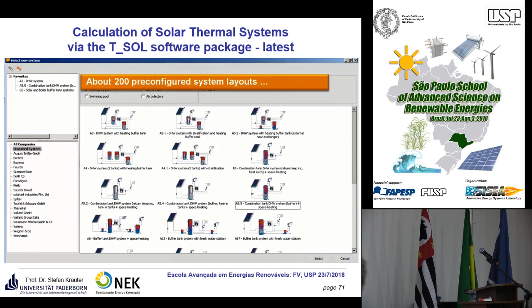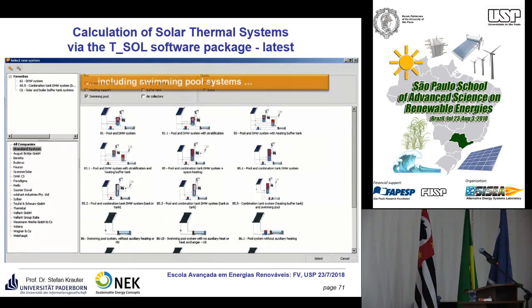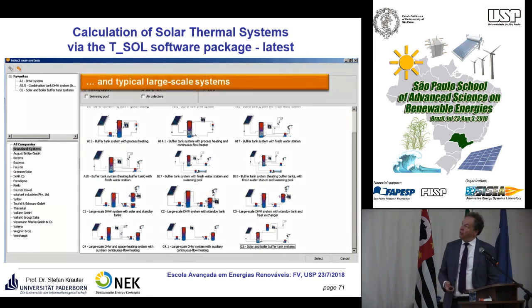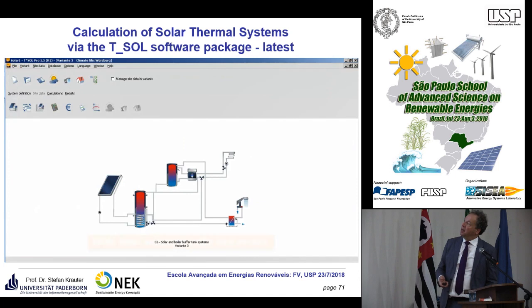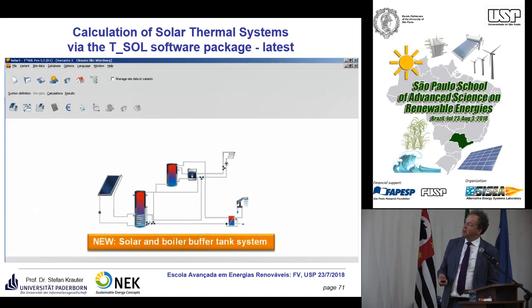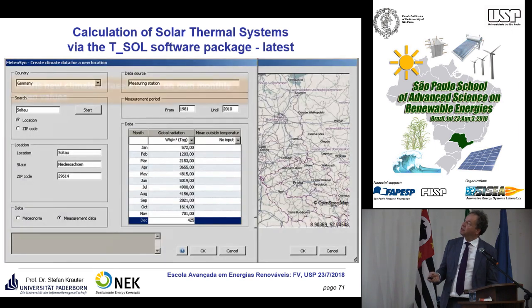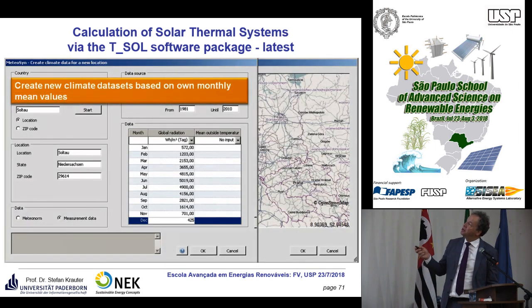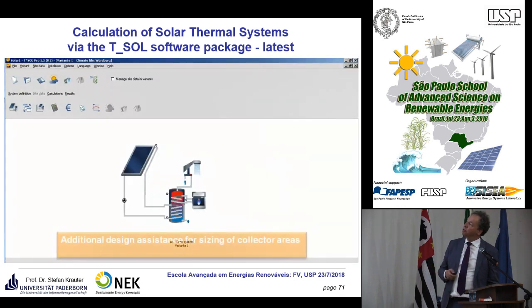So here it shows some of the software. You have pre-configured layouts, and you can decide whether you have one storage, two storages, different loads, and so on. The location is determined. Here you also have some buffer systems sometimes, with tanks at two different temperatures. You can enter the position where you are, and then it calculates the local irradiance and the output.